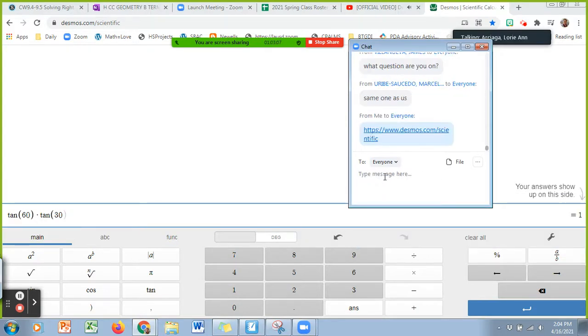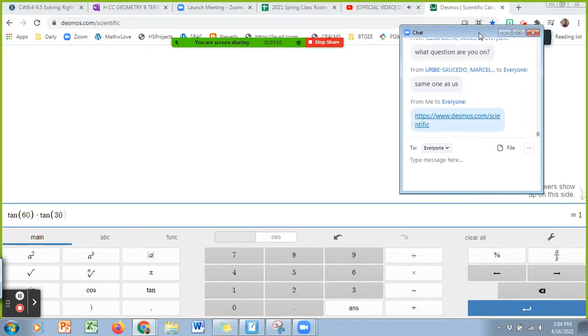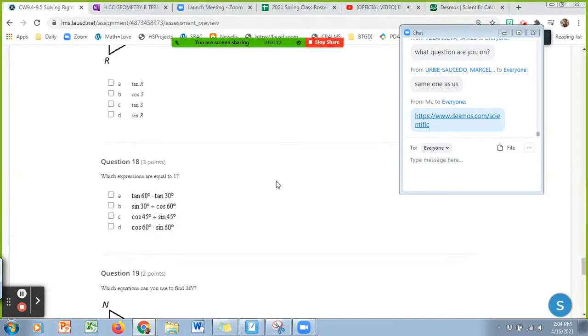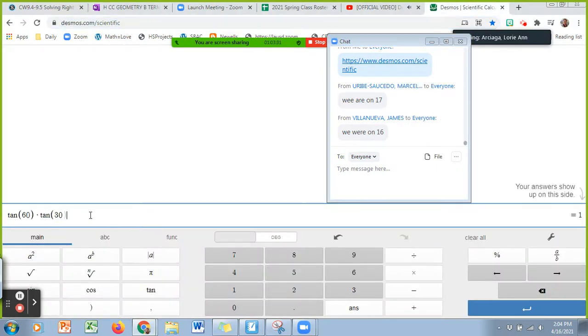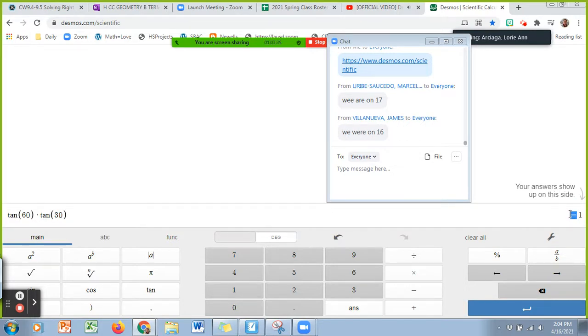Hey, breakout room peeps. Did you finish? Somebody asked me, the last question I'm answering right now so far is 18. I just explained that for number 18, there's multiple answers. It tells you you get 3 points, so you have to pick 3 answers. The quickest way is to take your calculator, type them in, and see if the answer you get is 1. So that's number 18.